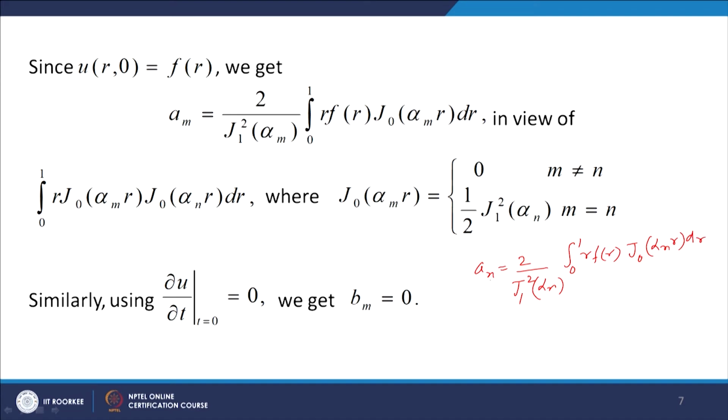Now n is any integer from 1 to infinity, so we can replace n by m, and therefore a m is equal to 2 by j1 square alpha m into integral 0 to 1 r f(r) j naught alpha m r dr, in view of the orthogonal property of this integral 0 to 1 r j naught alpha m r j naught alpha n r, which is equal to 0 when m is not equal to n, and 1 by 2 j1 square alpha n when m is equal to n.